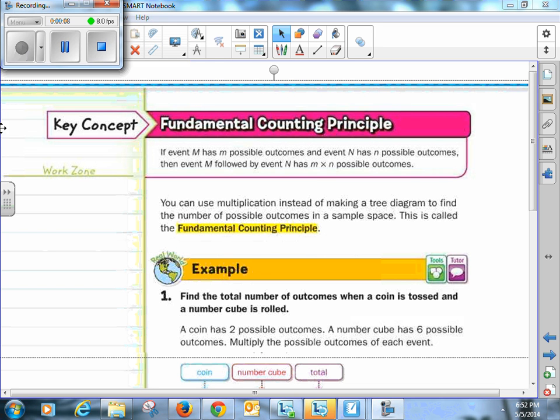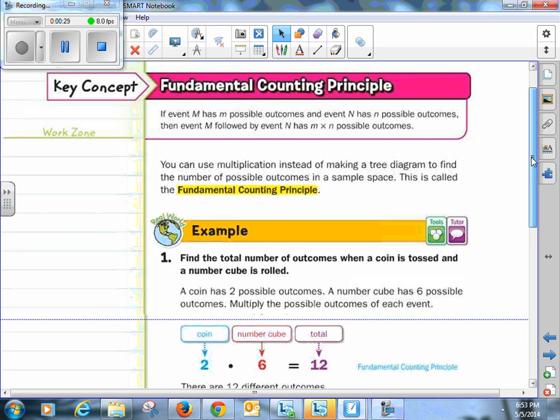For those of you that are tired of drawing those tree diagrams, which I'm sure we all are, we are going to love the fundamental counting principle, because it says instead of drawing the tree diagram, all you have to do is multiply the number of possible outcomes for each event. So let's look at an example.